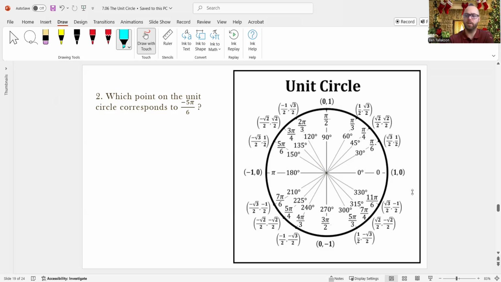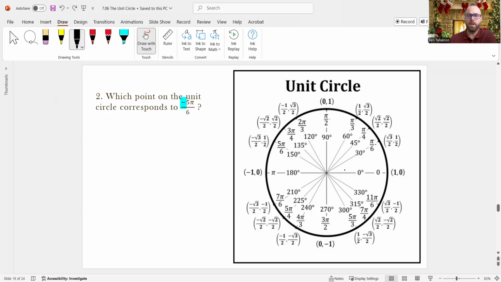Okay, let's go ahead and see what happened. The key element here to focus on is that negative sign. If you said, okay, 5 pi over 6, there's the answer, not so fast. This is positive 5 pi over 6. This is negative. So there's two ways to think about it. I'm going to show you.